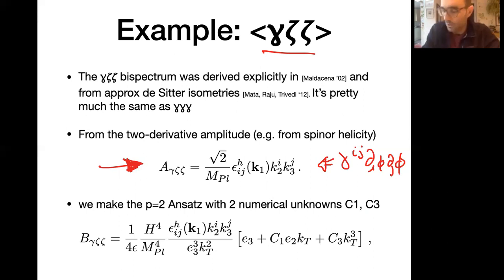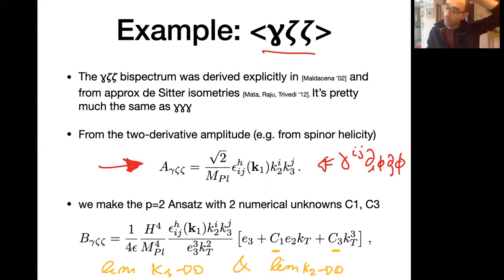That's the amplitude. And now we write down an ansatz that has that as a leading KT term. And then we write subleading stuff. So the polarization factor is completely fixed by the amplitude. The denominator is fixed by rule 5. And then you only have two free coefficients. And those free coefficients, again, are fixed by taking the soft limit. Well, there are two soft limits. Limit of K1 going to 0, that's the first soft limit, and the other is limit of K2 going to 0. The K3 is the same as K2 by symmetry. So you take those two soft limits.